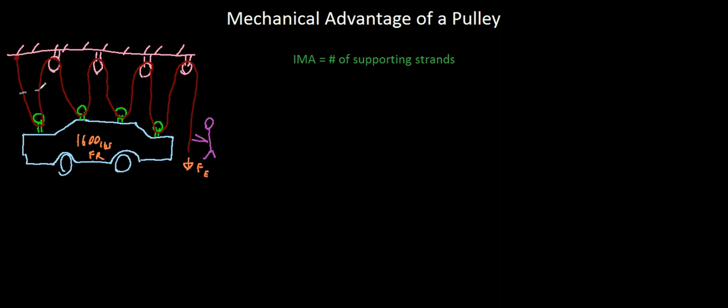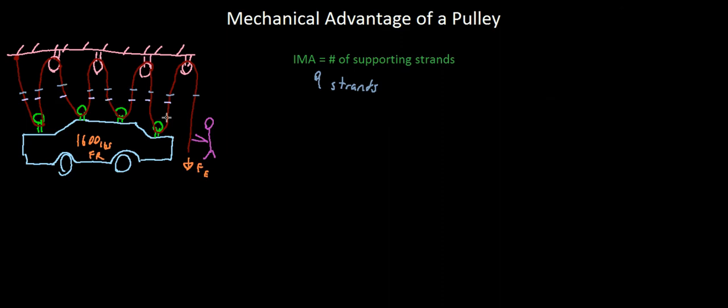Well, if we count out the number of strands, how many strands do we have in total? That's 1, 2, 3, 4, 5, 6, 7, 8, 9. So we have 9 strands in total. But not all of these strands are supporting FR, and it's only these 8 that are supporting FR. This last one over here doesn't actually support FR, so it doesn't add to our mechanical advantage.